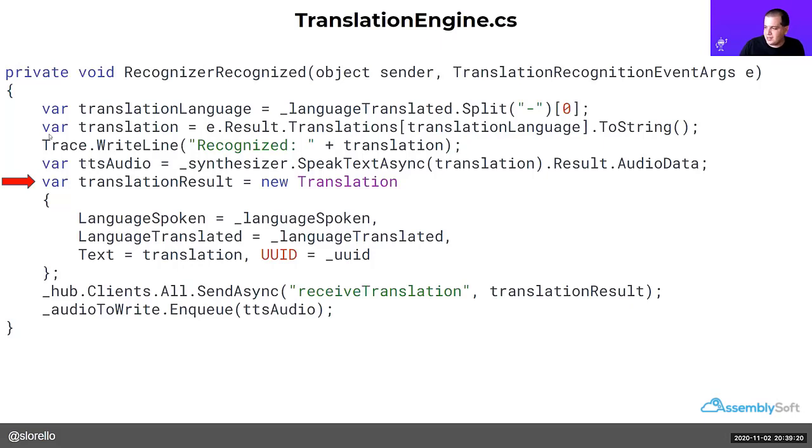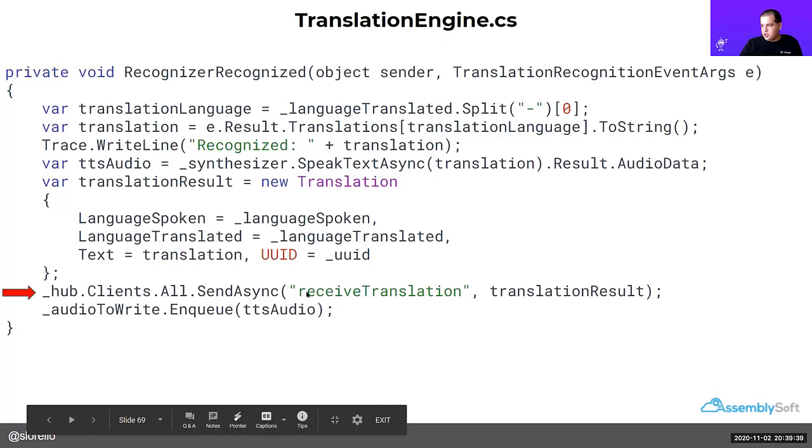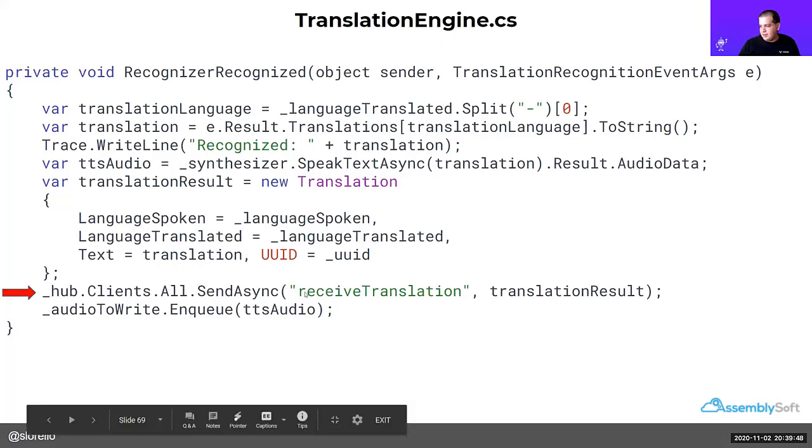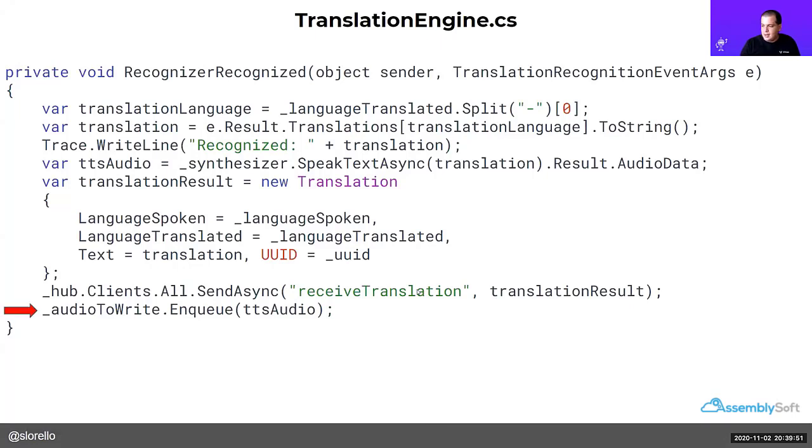Next, we'll actually construct a translation object from the metadata from our input and from the text that we got as a result of this operation. Next, we're going to take that translation object and send that translation to all of the clients subscribed to our SignalR hub. And we're going to fire off this receive translation event in all of them. And finally, we're going to take that text-to-speech audio and enqueue it into our concurrent queue.